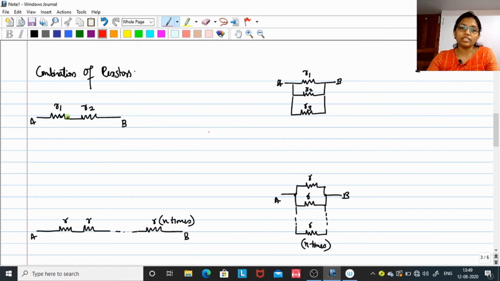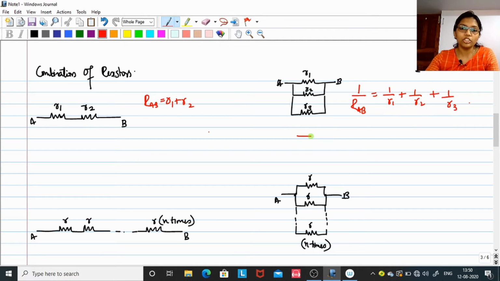You can see two resistors R1 and R2 are connected in series, that is one after the other. So the net resistance will be RAB equal to R1 plus R2. And here R1, R2, R3 are the three resistors connected in parallel. There we will have the net resistance like 1 by RAB is equal to 1 by R1 plus 1 by R2 plus 1 by R3.